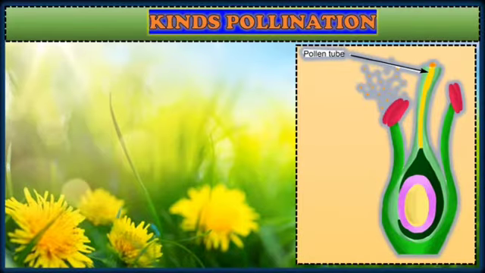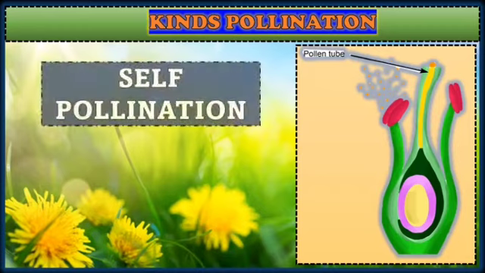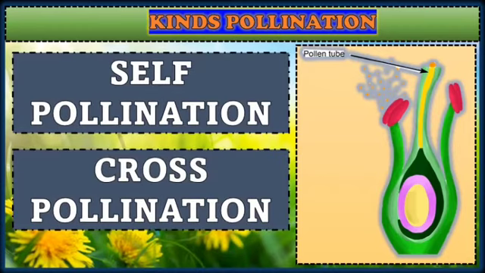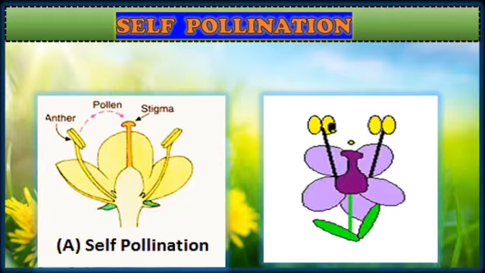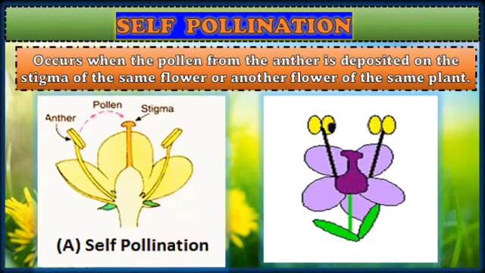So, we have two kinds of pollination. We have the self-pollination and we have cross-pollination. Ano kayang pinagkaiba ng dalawang to? So, let's see. So, in self-pollination, as you can see here, self, sarili mo, occurs when the pollen from the anther is deposited on the stigma of the same flower or another flower of the same plant.